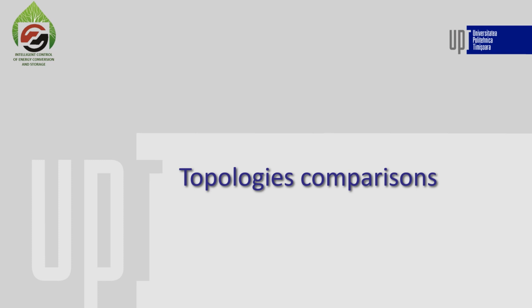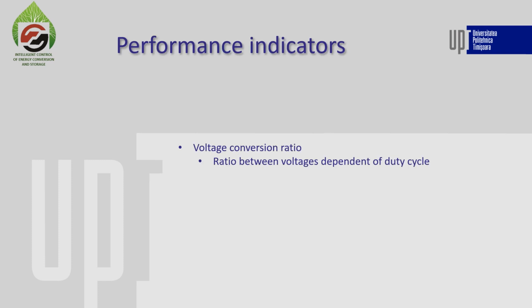Finally, we have arrived at the section where we compare all the converters with a graphical representation of the main performance characteristics for each converter. What are the performance indicators again? So first we have the voltage conversion ratio, which is the ratio between the two voltages as a function of duty cycle, both in buck mode and the boost mode.